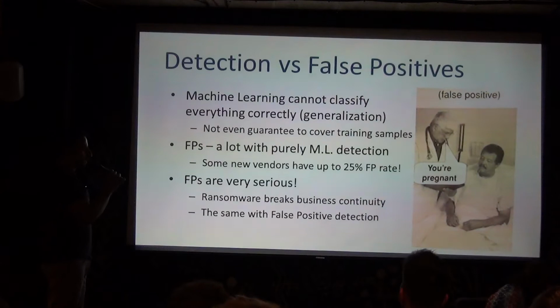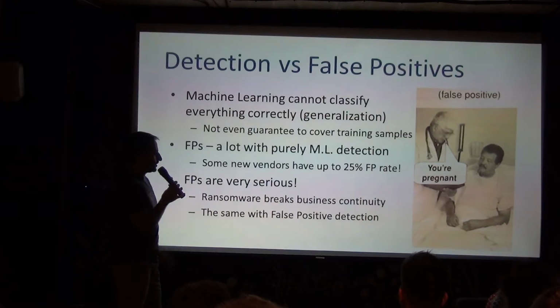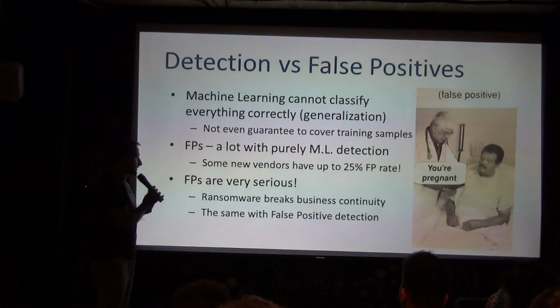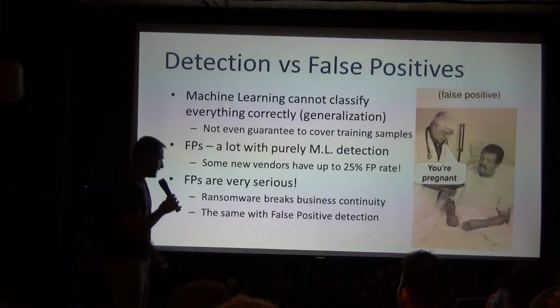Okay, false positives. So, you know that with machine learning, you cannot classify everything correctly. And in case of security software, it's very, very important to have close to zero FP rate. And some new vendors are very aggressive with detection. They have good detection, but even up to 25% of false positive rate, which is just crazy and unusable. And FPs are serious for one reason, because they break business continuity.